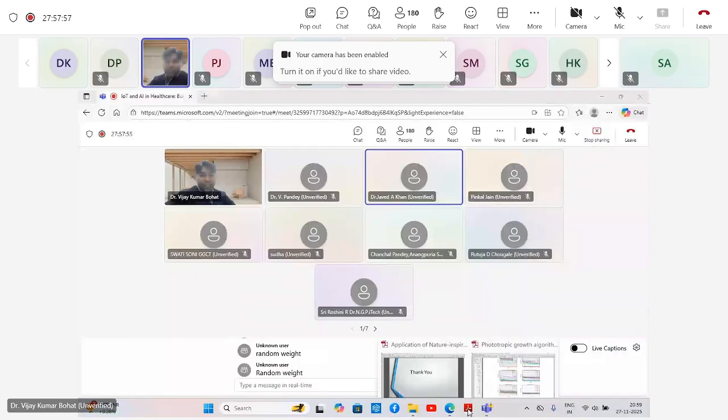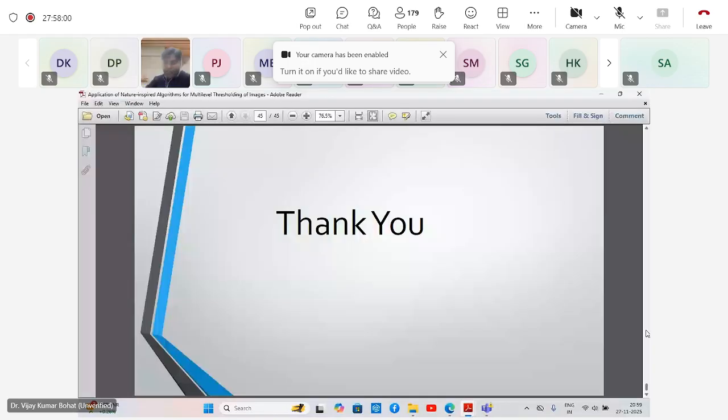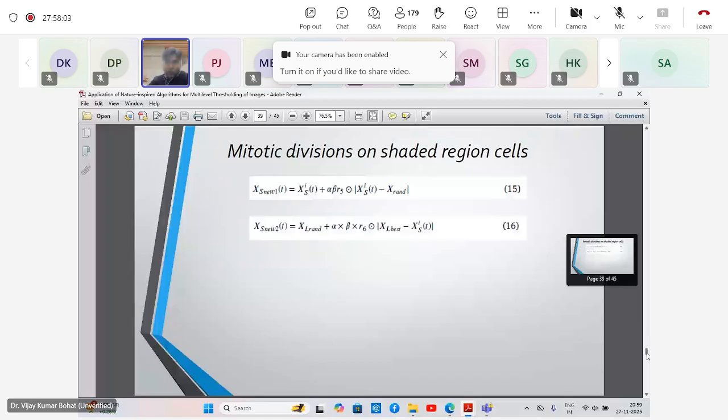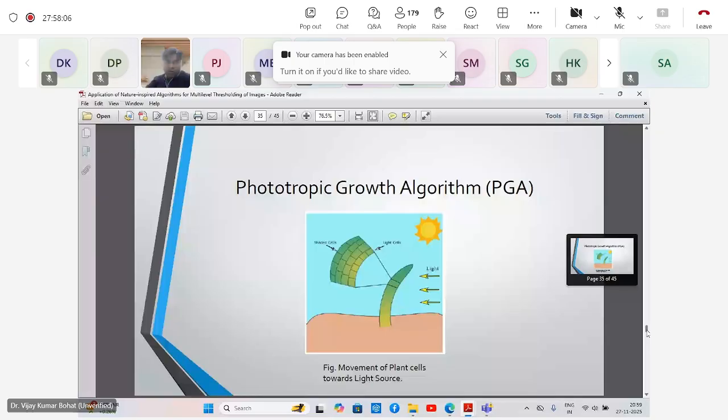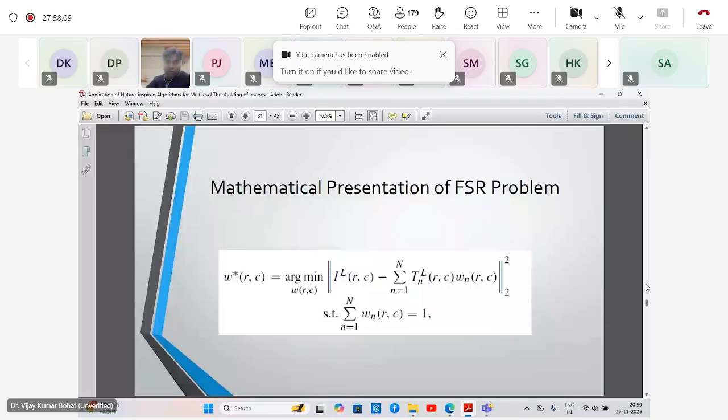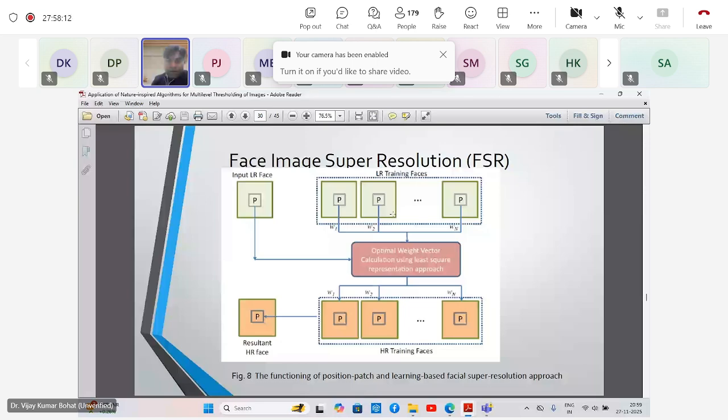See, random weight, I will explain with my slide. It is related to facial image super resolution. In this particular facial image super resolution method, we have a mapping of low resolution LR images and high resolution HR images. These pairs of images are available in our training set. Now I have an input face which is low resolution. I want to generate this face with the help of these training faces, these LR training faces.